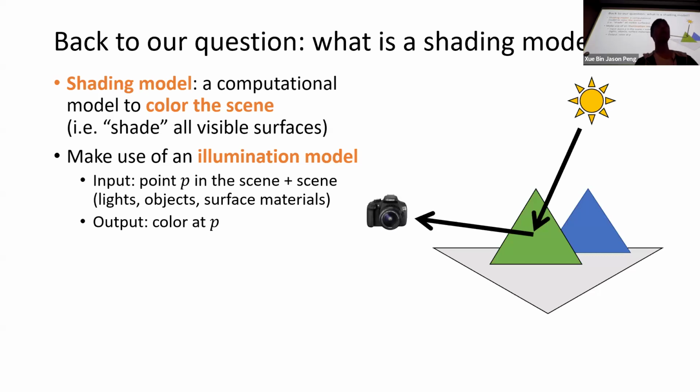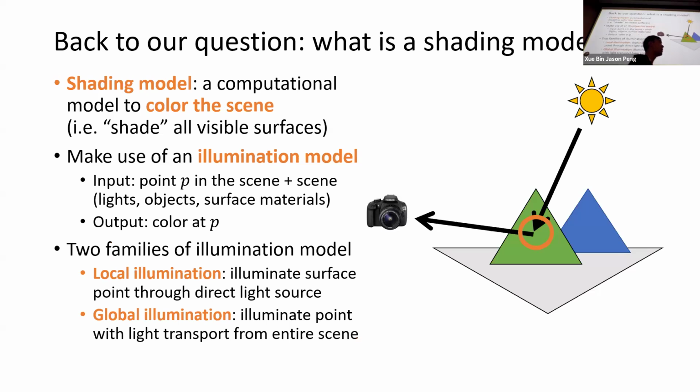And using all of this information, the illumination model is going to output a color, so an RGB value for the particular point P. And this would then tell us the color that we should assign that particular point and the corresponding pixel in our image. So an illumination model is going to take a scene and a point as input, and then it's going to tell us what color we should assign every point in that scene.